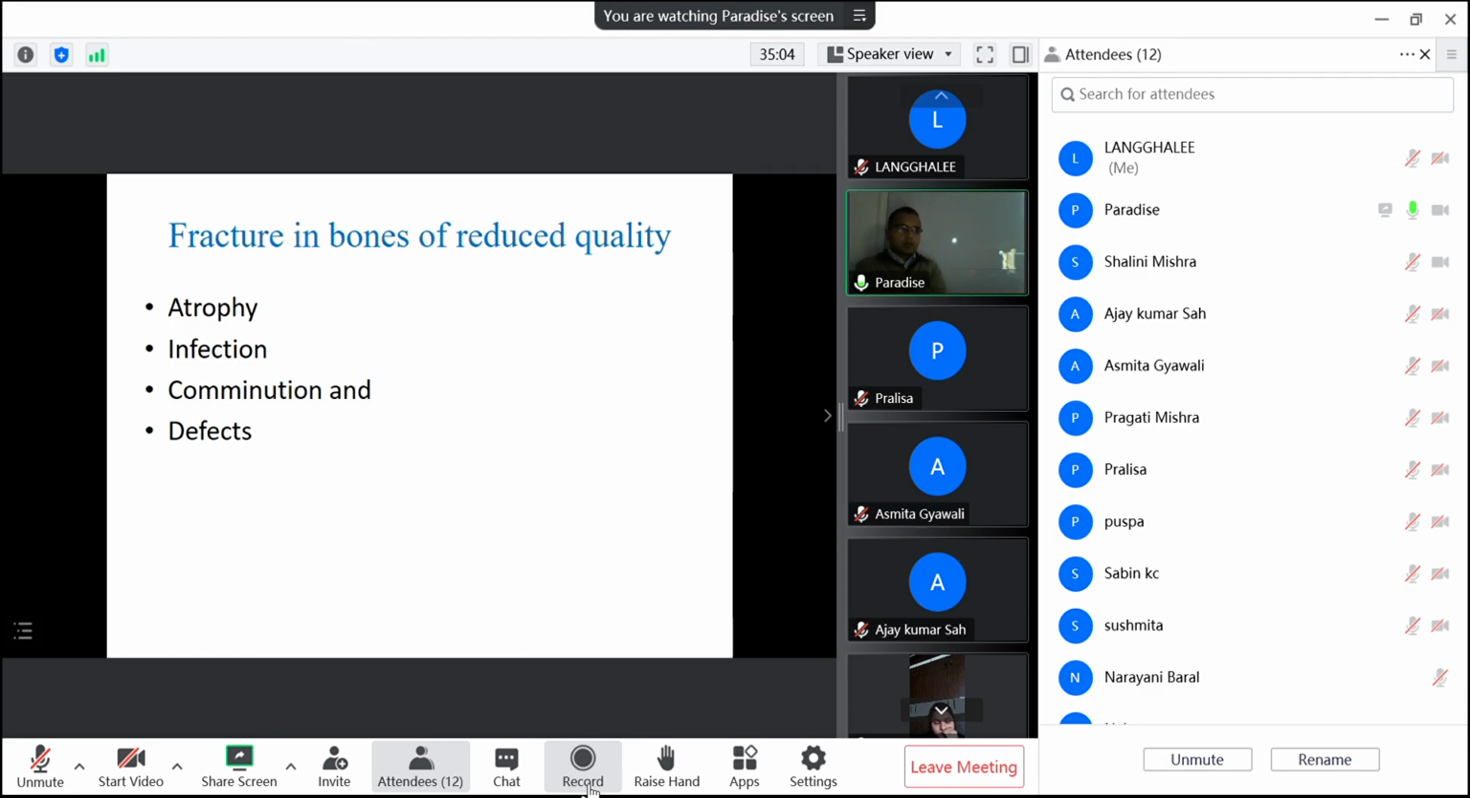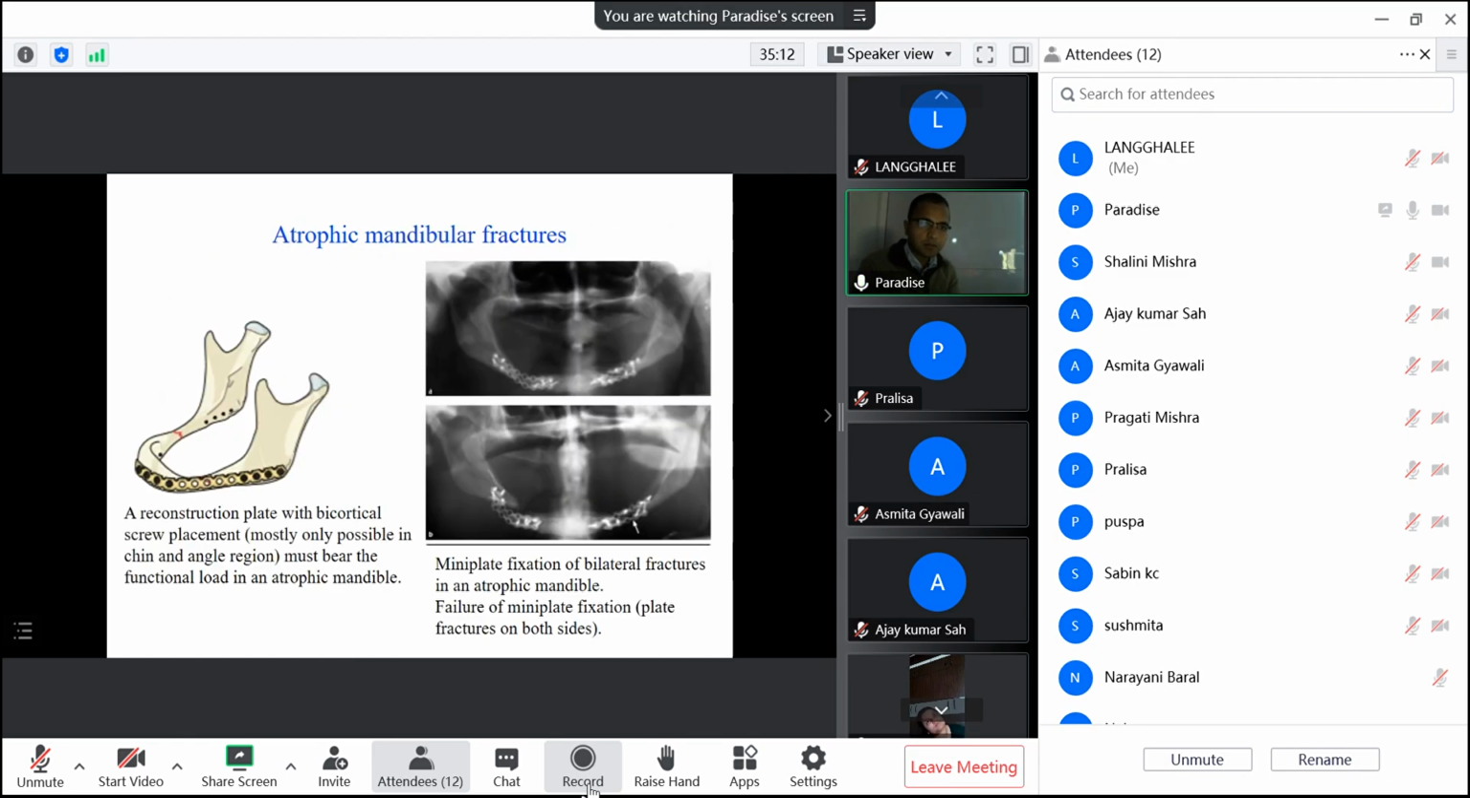So it's simple. Whenever you find the bone buttress is not sufficient, bone is weak, then you have to put a reconstruction plate. If the bone buttress is sufficient, then you have to put a mini plate. Now, these are the examples of atrophic mandible fracture.